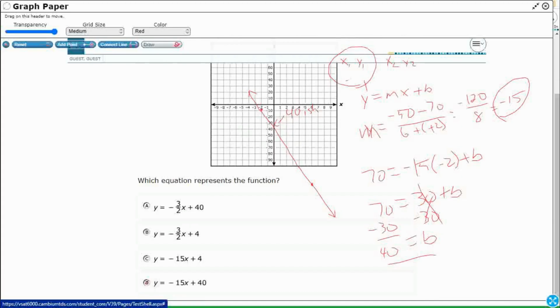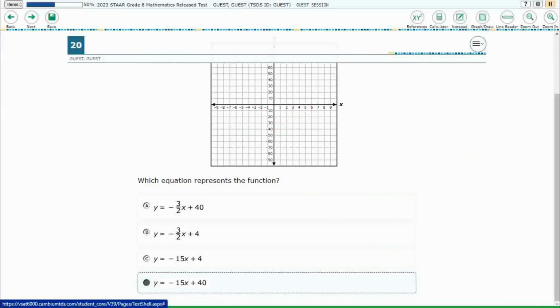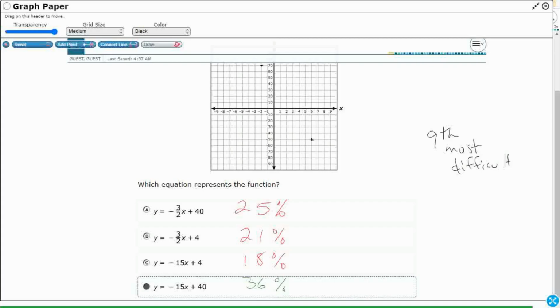Let's see how we did across the state of Texas. So this was the 9th most difficult problem. And as you can see, look at our answer distribution here. This looks an awful lot like students were just basically guessing, and then a few students were actually working it out and finding that correct answer of D, so it wasn't 100% guessing.